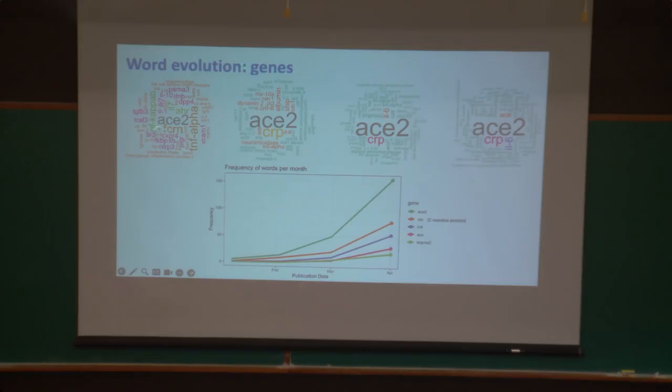You can see that at the beginning, ACE2 is the center, but some other topics also appeared here, so it's not very focused on ACE2. As time goes on, the research focuses more and more on ACE2, the graph, and IL-6. This is coherent with the facts, right?